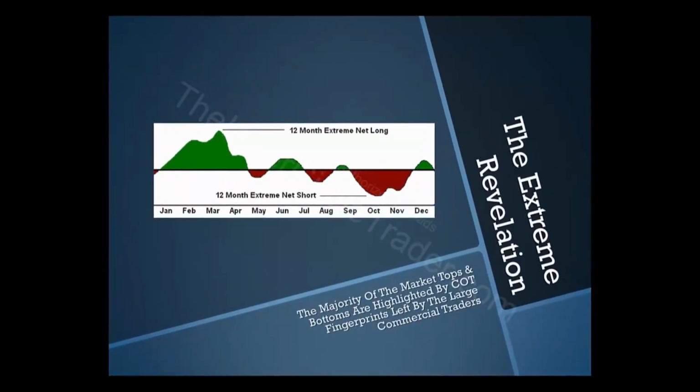Now, what does a 12-month extreme net long position and a 12-month extreme net short position look like? Well, when we look at a commitment of traders report graph, okay, there's a zero basis line, okay, and that's going to be depicted by this heavy thick line here.